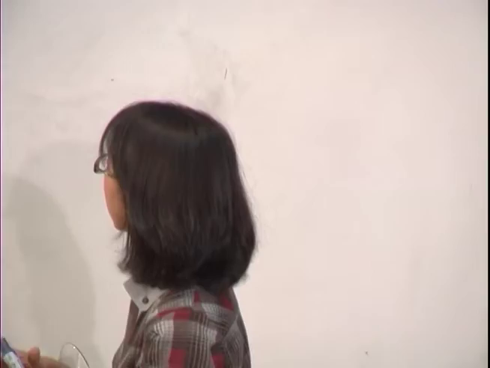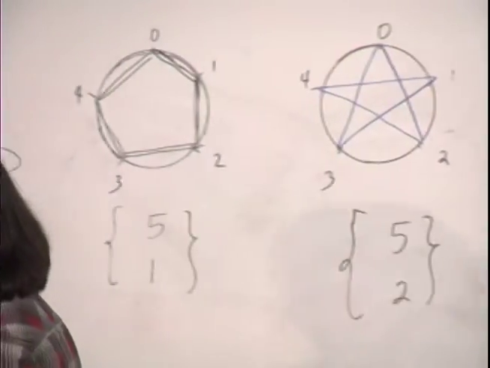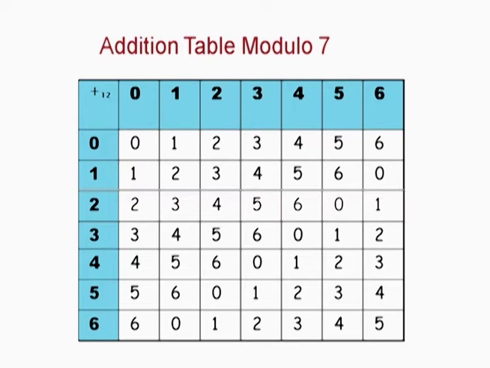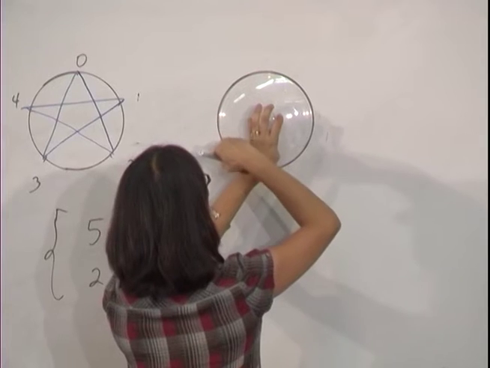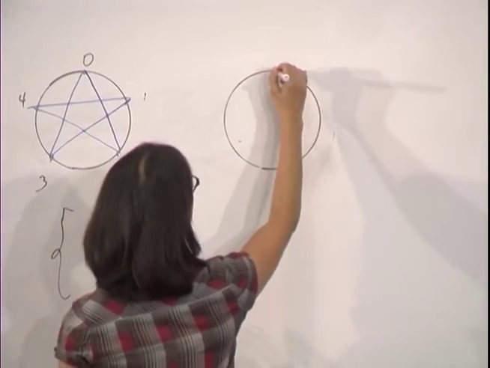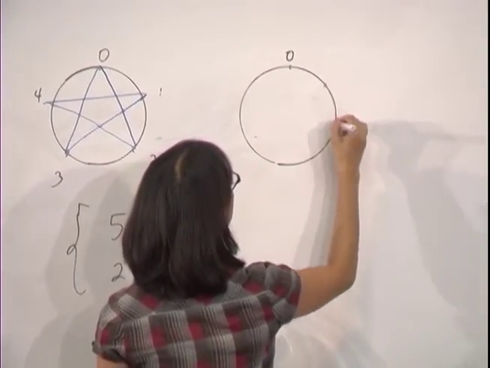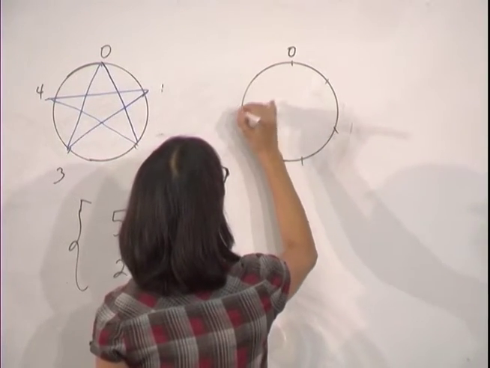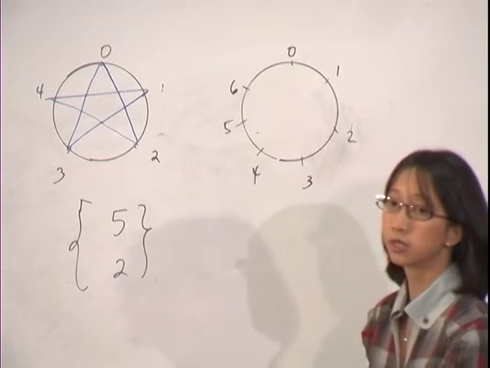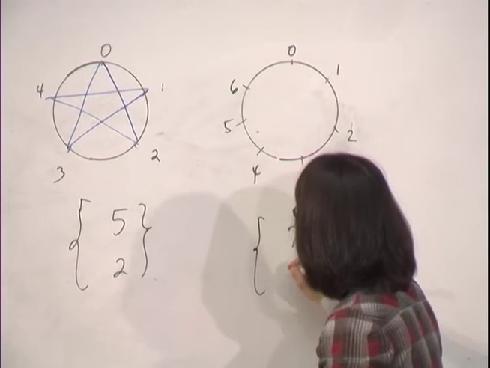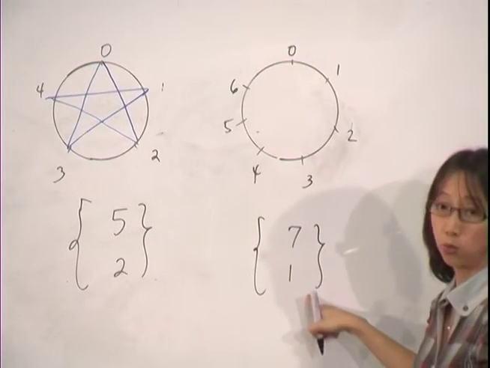Okay? Alright. Actually, there's a simpler way of doing that. Let me show you another table. This is addition table modulo 7. Alright? Let's do 7, 1. So I have to mark 7 points. 0, 1, 2, 3, 4, 5, 6. So to whom shall I connect 0? Okay. So we're doing 7, 1. Actually, all I need to do is to add 1.